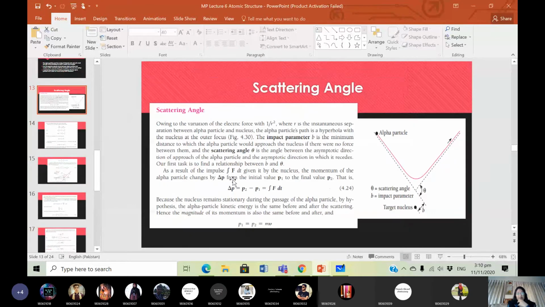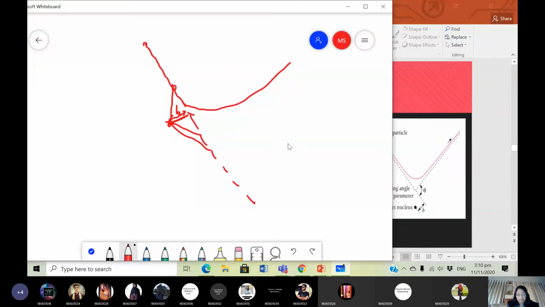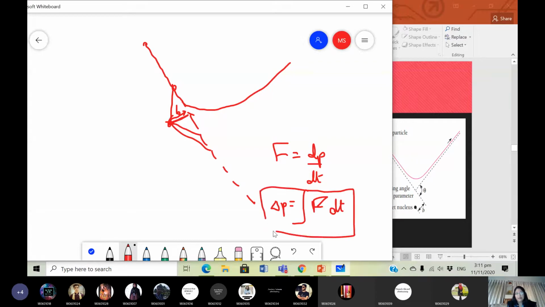Now let's look first, as a result of the impulse, at momentum conservation, okay? Momentum hum dekhenge pehle. And we all know by Newton's second law that force is the rate of change of momentum, right? Force is the rate of change of momentum. So dp/dt, yes? In other words, you can write the change in P as the integration of F with respect to time, right? And this is the change in the momentum, or in other words, this is the impulse of the force, right?